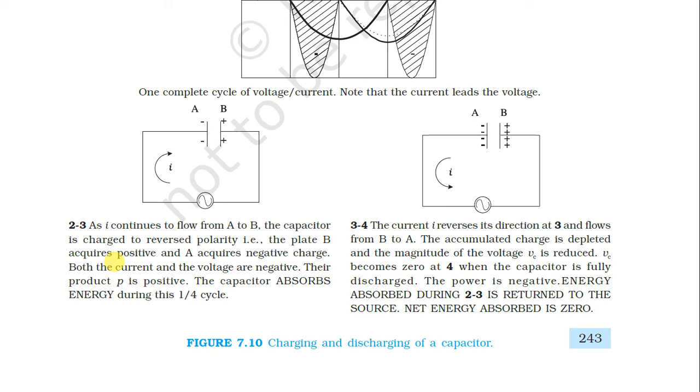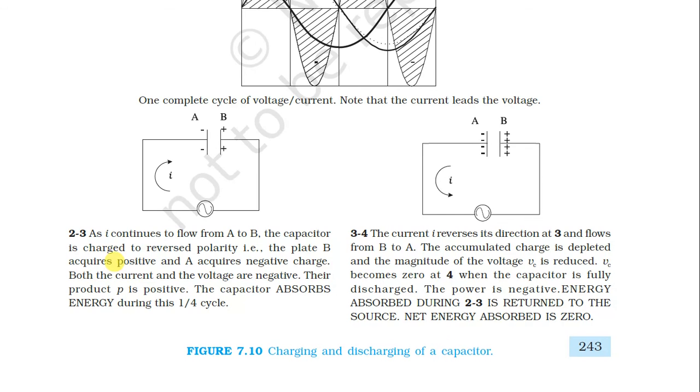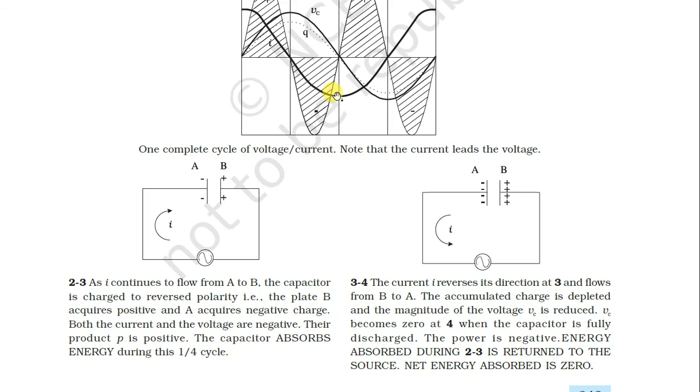Both the current and voltage are negative, so the product P is positive, since minus times minus is plus. So the capacitor absorbs energy during this quarter cycle. This is also in the minus cycle. So this is charging.